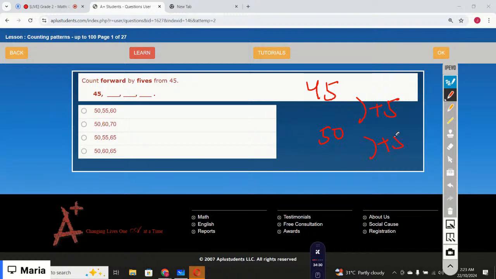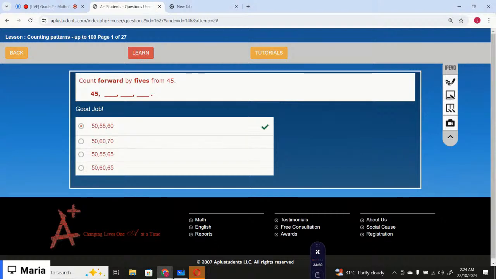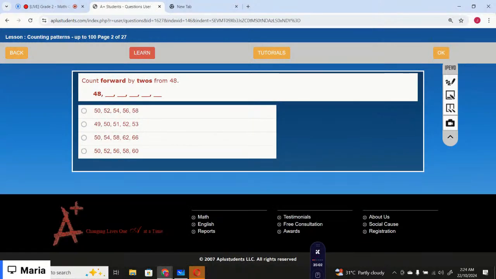50. Then 50 plus 5, that is 55. Then 55 plus 5, that is 60. So the numbers are 50, 55, and 60. Option number 1 is the correct option. Got it? The correct option is option number 1. Count forward by twos from 48. So which is the correct option?